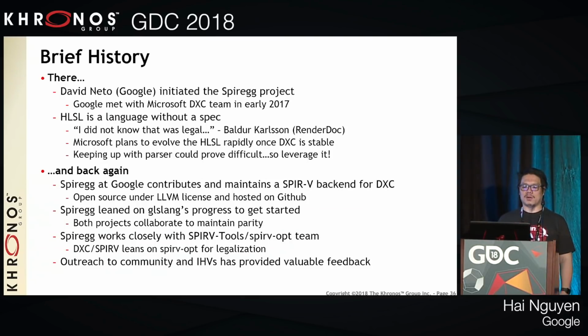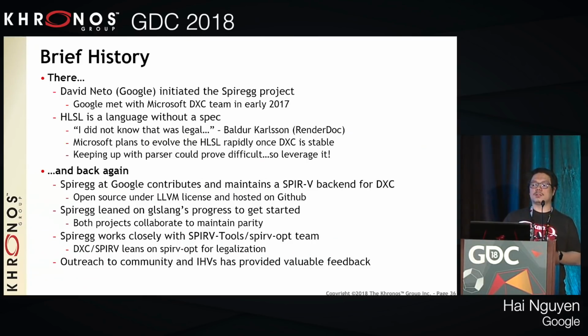So leverage the front-end parser. And so that brings us to where we are today. SpearV at Google contributes and maintains the SpearV backend for DXC. It's open source under the LLVM license, and it's hosted on GitHub. SpearV also leaned a lot on GL-Slang's progress to get started. In the early days, the code gen was identical to GL-Slang, and as we progressed, things began to diverge a little bit, but they both generate code that works.